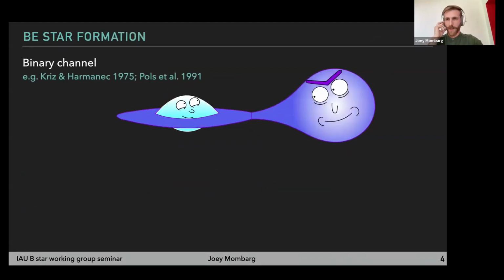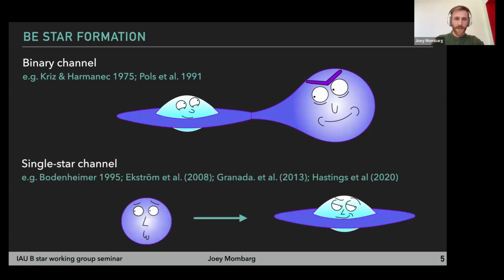So probably the most dominant formation channel for these BE stars is the binary channel. That involves a companion and transfer of angular momentum. But there are also single formation channels being proposed. And so that raises the question: how do we spin up a star to critical rotation during the main sequence, for example? Or in which circumstances could we form single BE stars? That's the topic of this seminar today.